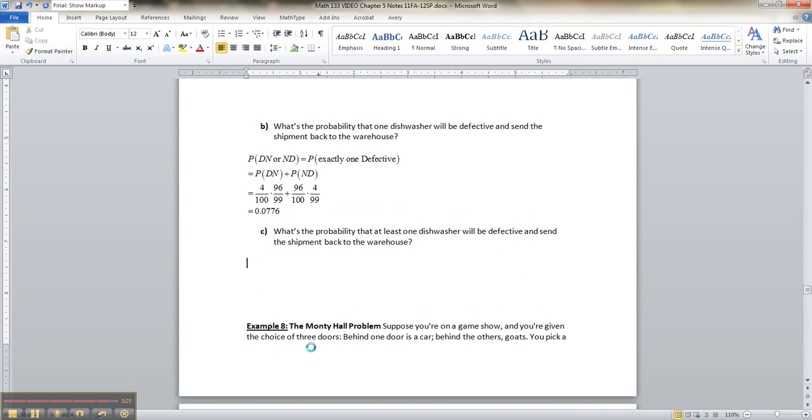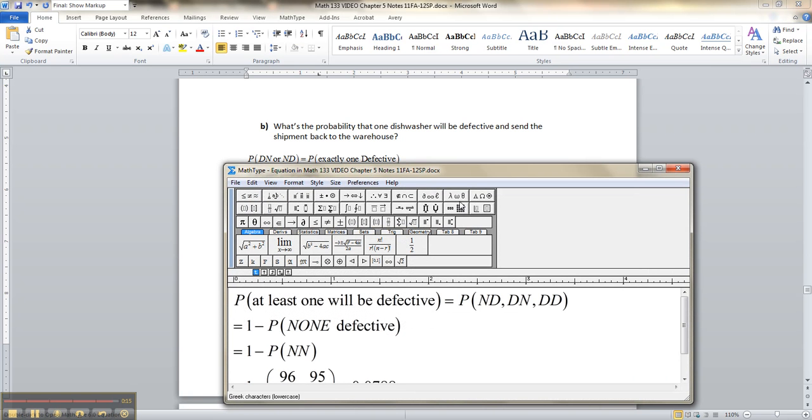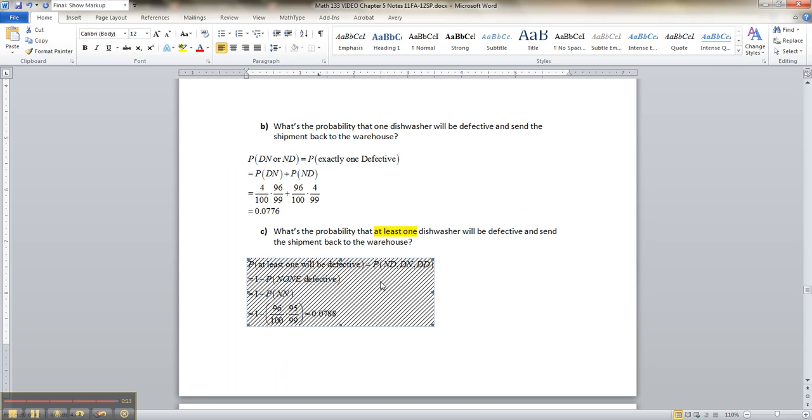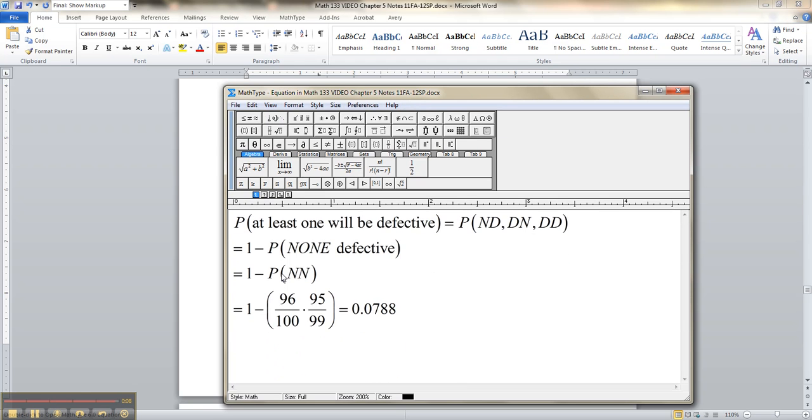Okay, so now what about the probability that at least one, see those words? At least one is defective. Okay, so that's going to be this. You want the probability of at least one defective. You want the probability of DN, ND, or DD. And that's 1 minus the probability of none, and that I found with Excel. And it's there. All right, I'll pick up right here next time.